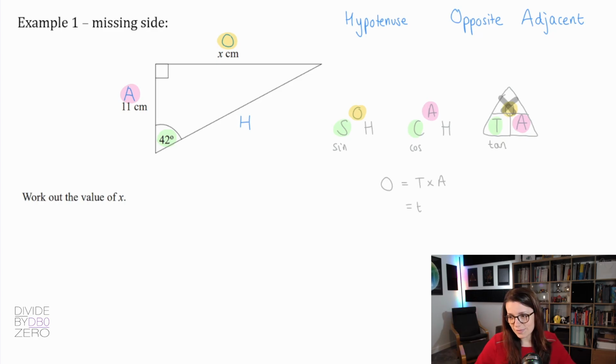And then T stands for tan, so we're going to do tan 42, close the bracket, times A, which was 11, and when you type that into your calculator, you get 9.90, and that's to 3 significant figures. Now it's really important that you close the bracket after you put the angle in, and that's it.